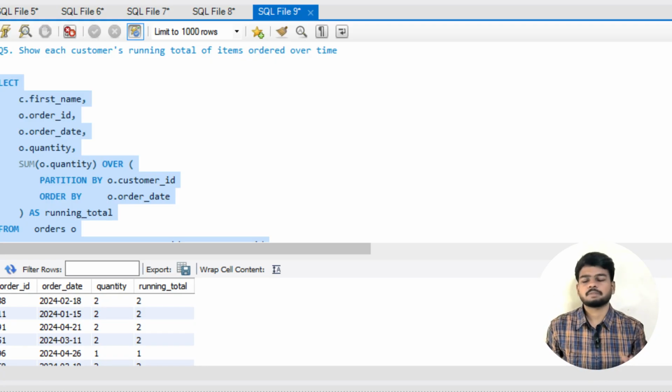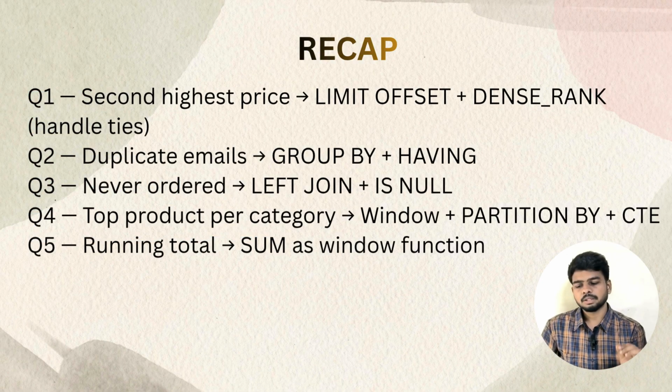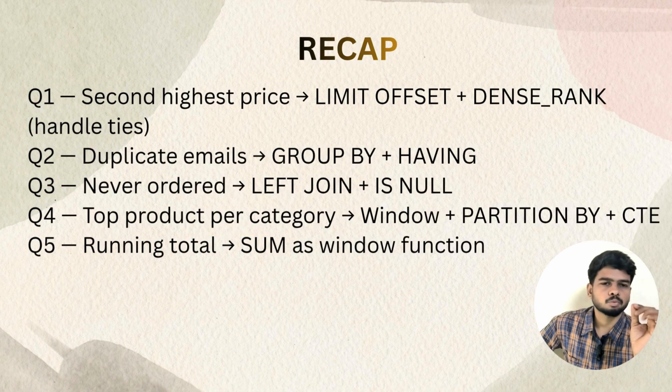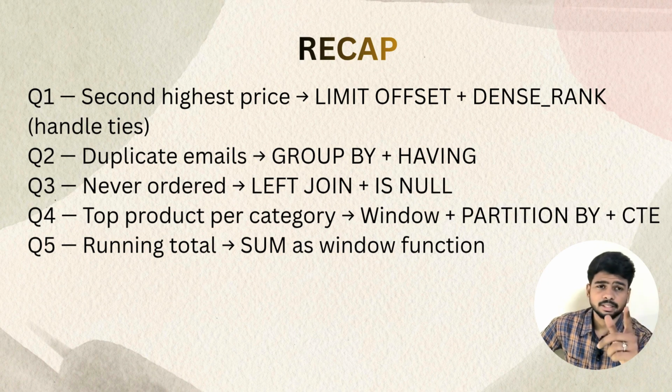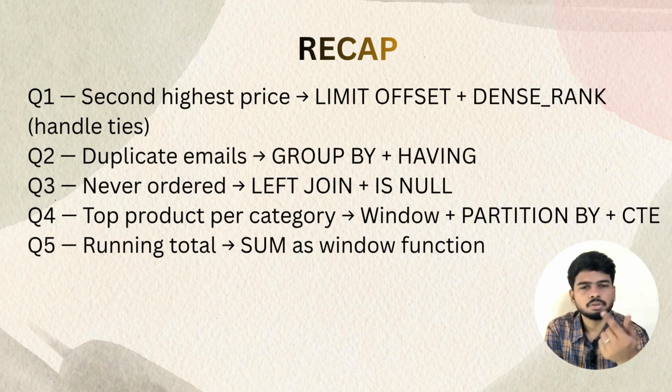We did 5 questions. Let me give you the recap for each one we tested. The first question was the second highest price. We did a simple LIMIT OFFSET, and the second option was DENSE_RANK for the ties. What DENSE_RANK does is handle ties, so it was a good option for that. The second one was duplicate emails. We used GROUP BY plus HAVING, we just counted, right?